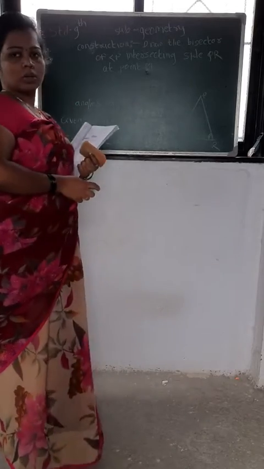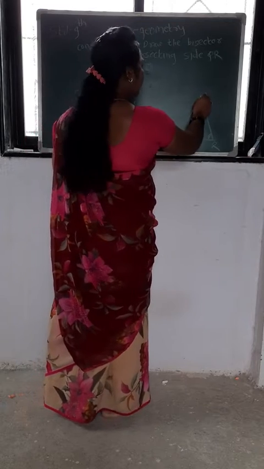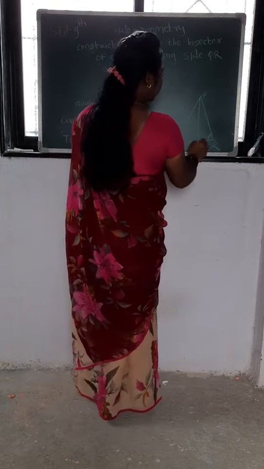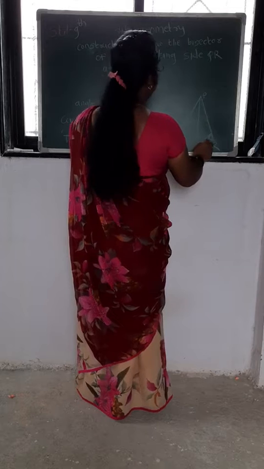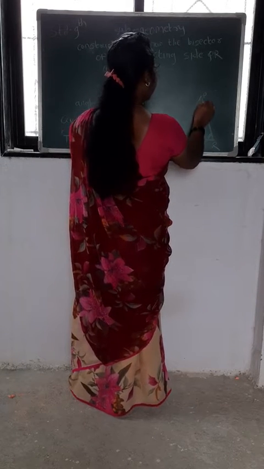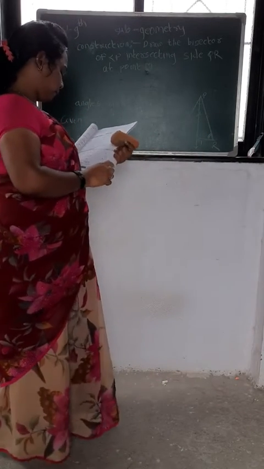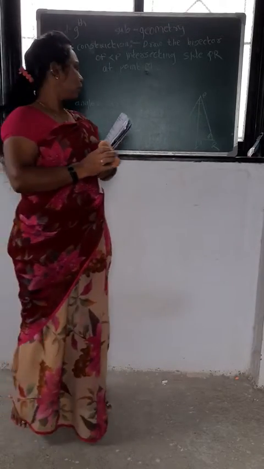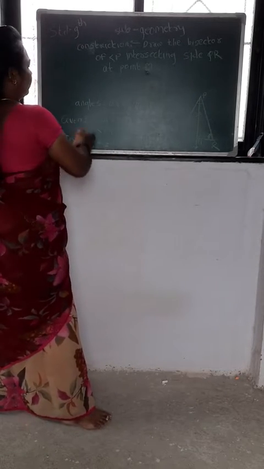We have drawn one construction. The construction is: draw the bisector of angle P. It intersects side QR at point M. Then next we have to see the proof of the theorem. We have to prove that side PQ is congruent to side PR.